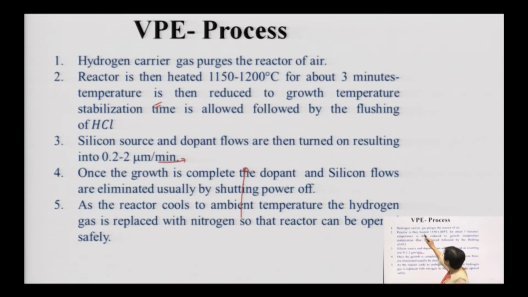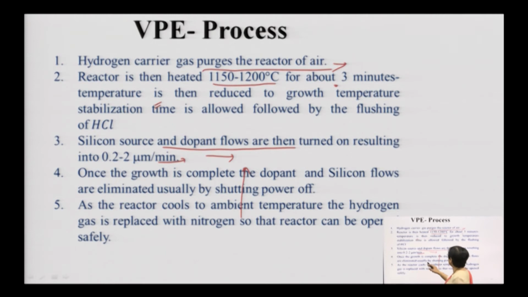So, the hydrogen carrier first purges the reactor, cleaning it with hydrogen purging, and then it is heated to 1000 to 1200 degrees centigrade. Normally, it is less than that, around 1000 degrees centigrade, just for 3 minutes. Then the temperature is immediately reduced for the stabilization time, and then the silicon source is introduced, and if you want to introduce dopant, along with the dopant, whatever epitaxial growth you want to carry on, that source will be introduced.